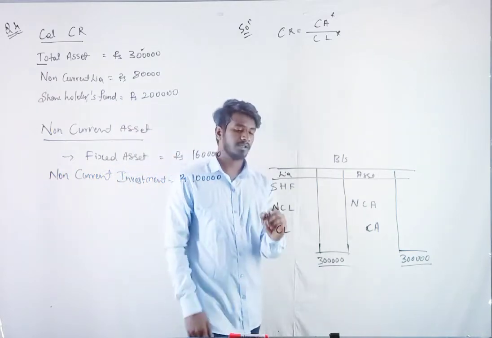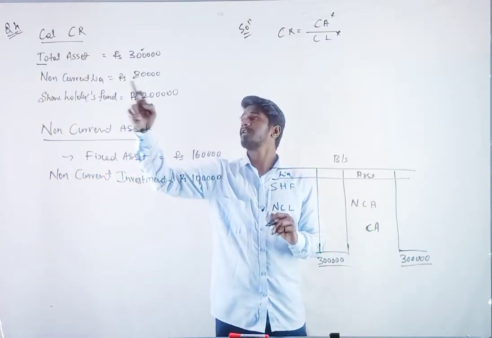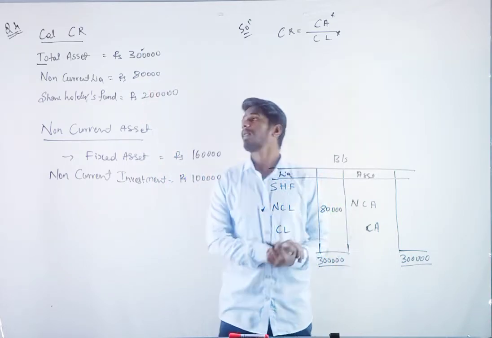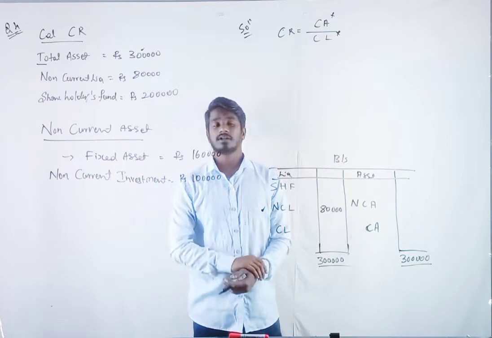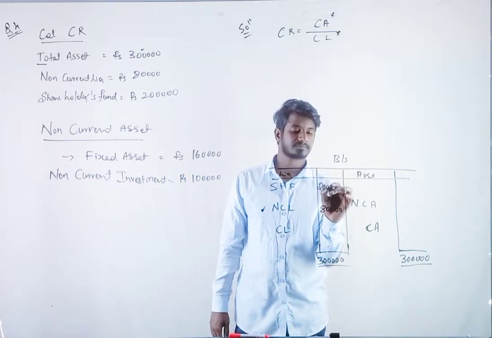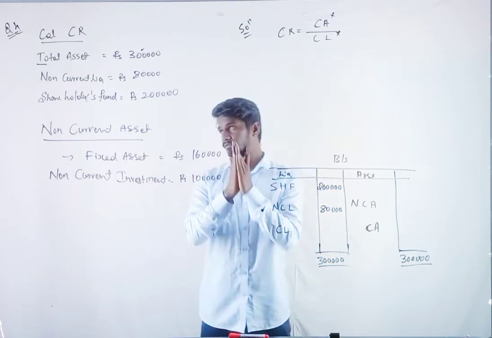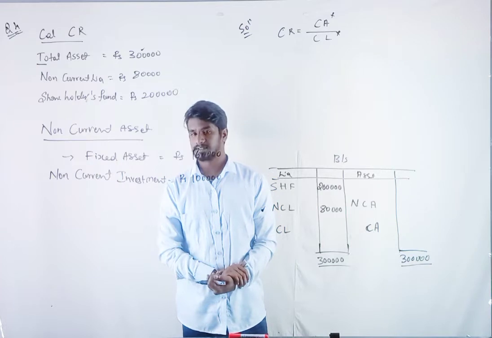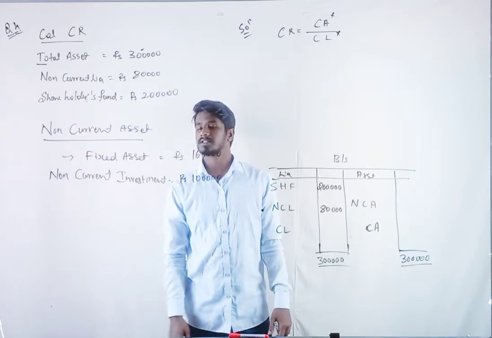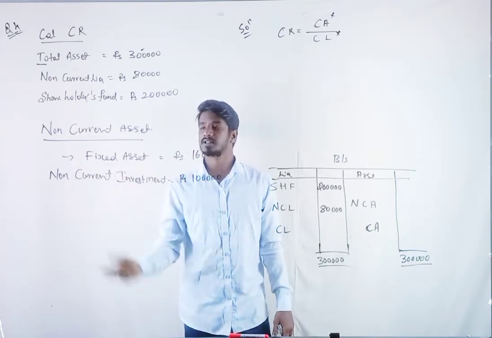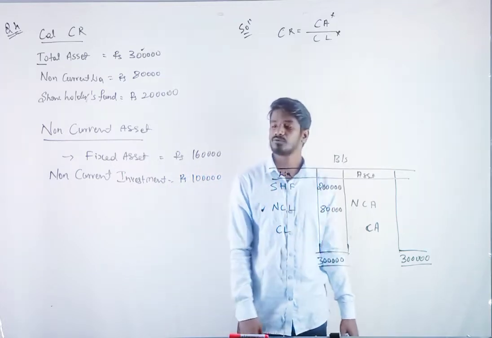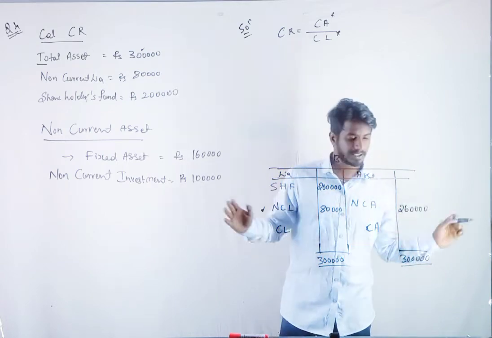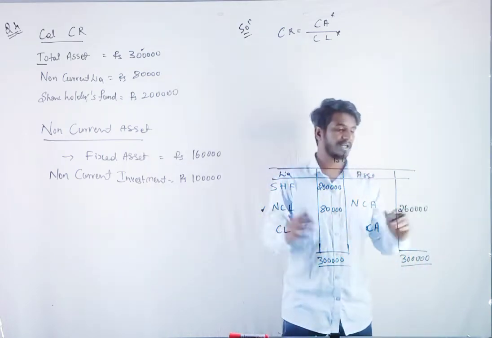Non-current liability they have given 80,000 rupees. Then shareholders fund they have given 2 lakh. The next information is non-current asset. Non-current investment and fixed assets are both non-current asset itself. 2,60,000 they have given.